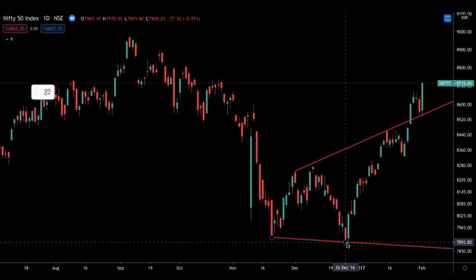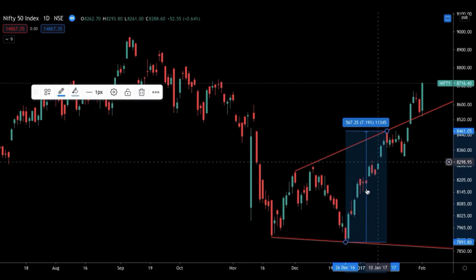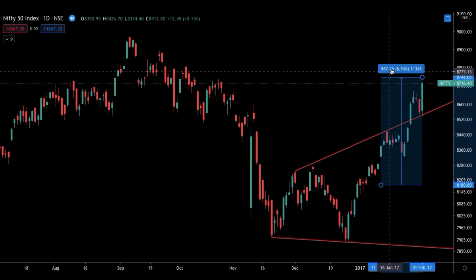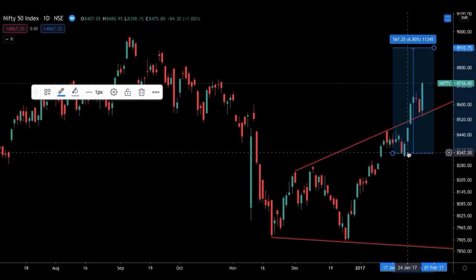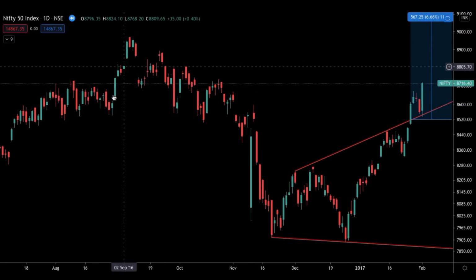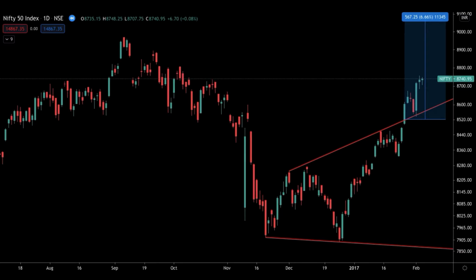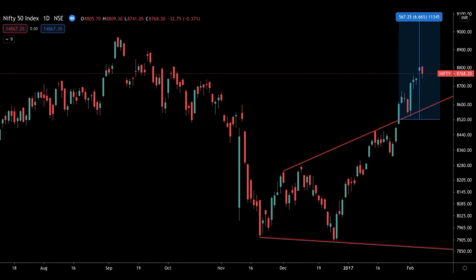Now the height of this pattern, meaning the last low to last high, is 567 points, and when I mark it over here to this breakout level, Nifty should easily touch 9,000, making a new all-time high at that position. Let's see over a few days whether our target gets achieved or not.